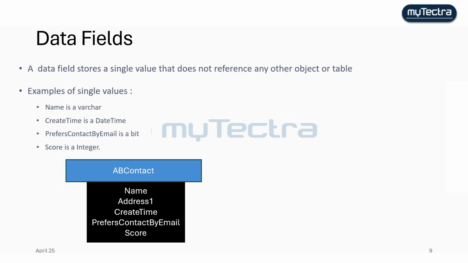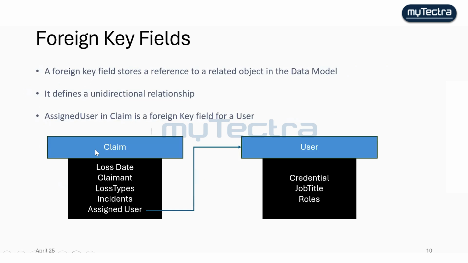We may have Boolean also, or a score. These are also examples. Foreign key, we saw the example. Basically, a foreign key stores a reference to a related object in the data model. Assigned user is just a reference to another related object.